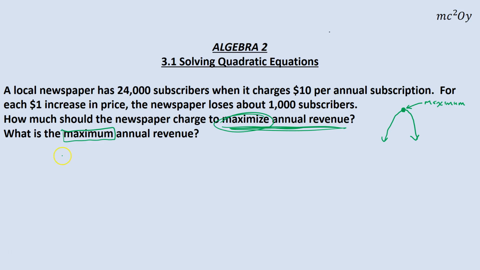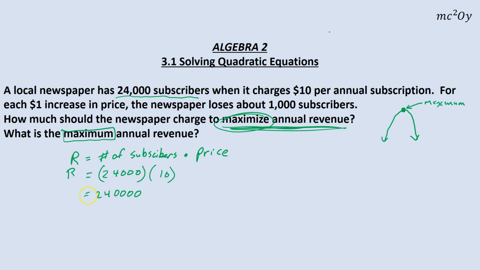If I'm dealing with revenue, well, revenue is equal to your number of subscribers times your price. That's going to give you your revenue. So for instance, we know we have a revenue based on 24,000 subscribers at a price of $10. So technically right now our revenue is $240,000.